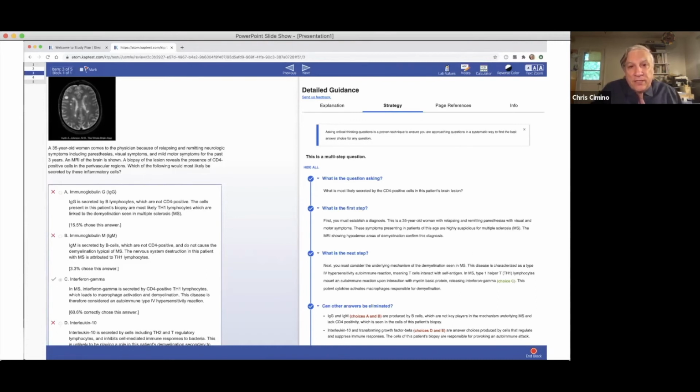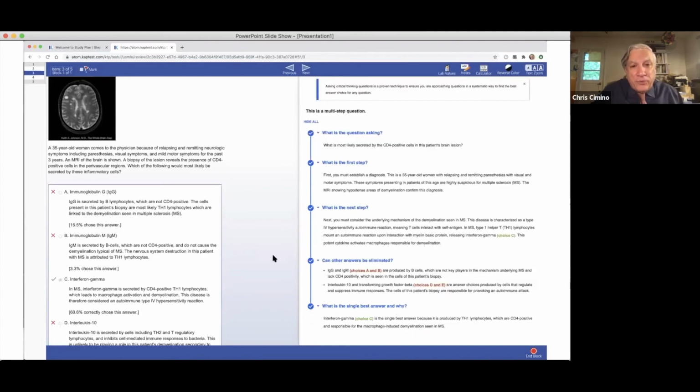The first step is still establishing the diagnosis. The age of the woman and the remitting and multifocal symptoms strongly suggest multiple sclerosis. The next step is considering the underlying mechanism of demyelination in MS and really understanding that it's T helper cells that are causing the reaction, and that then limits us to which kinds of substances we would expect to be released, interferon and interferon gamma specifically being the most likely.